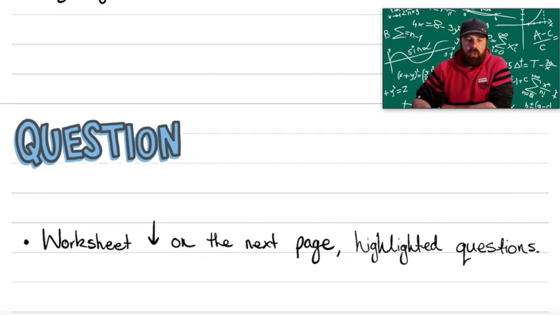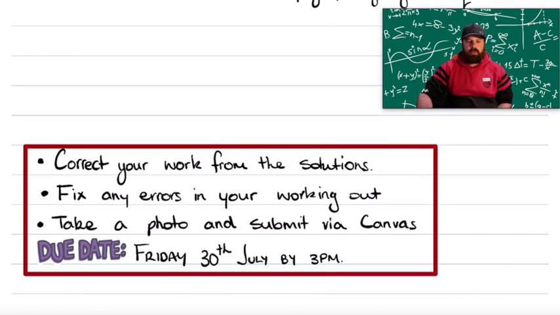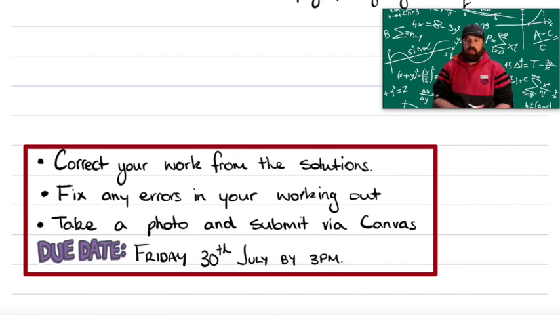All right, your work for this lesson is the worksheet that's on the next page. Can you please complete the highlighted questions, making sure you've got the worked examples down in your book as well. And as always, correct your work from the solutions, fix any errors in your working out, take a photo and submit it via Canvas by Friday afternoon.